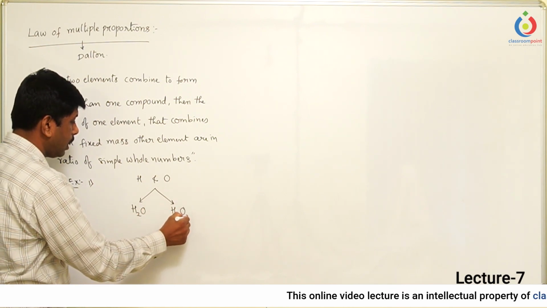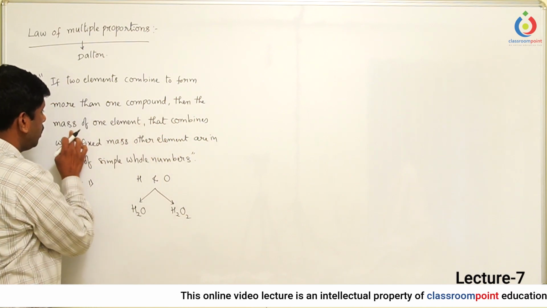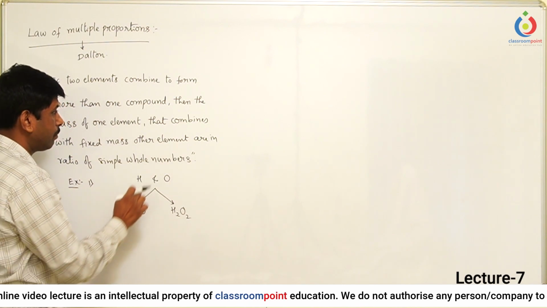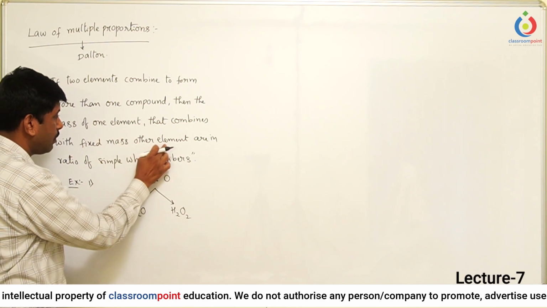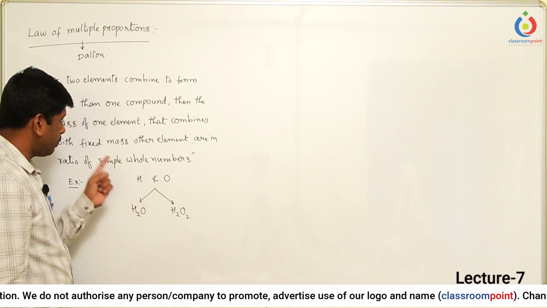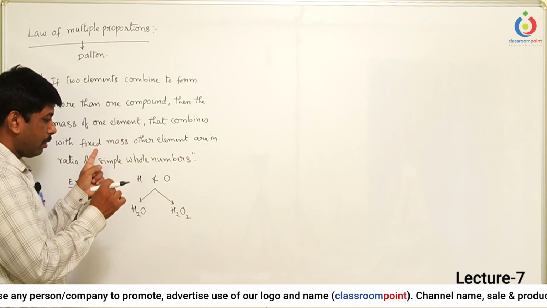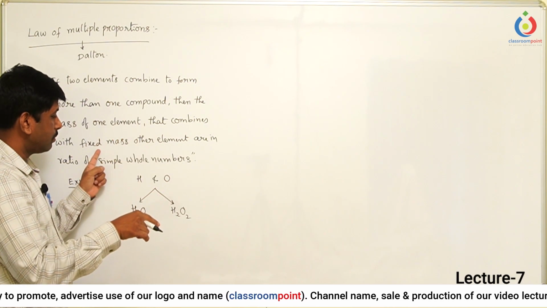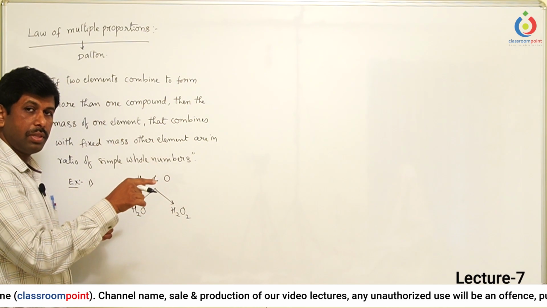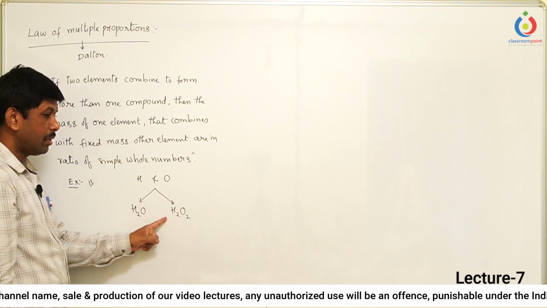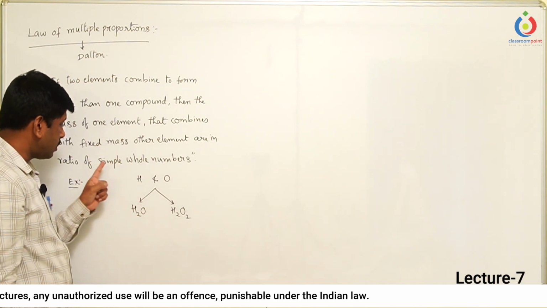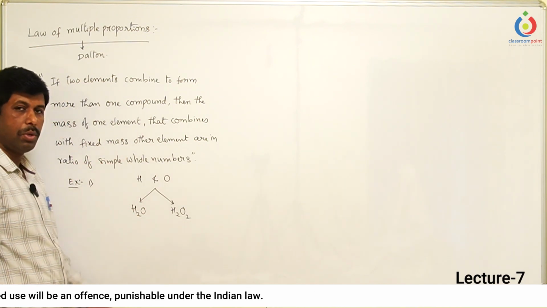H2O and H2O2. Then the mass of one element, so you have to select the mass of any one element, that combines with the fixed mass of the other element. That means one of the element masses has to be fixed. Then the other element's mass is not fixed. So the element whose mass is not fixed, when it combines with the fixed mass of the other element, its mass is always present in the ratio of simple whole numbers.